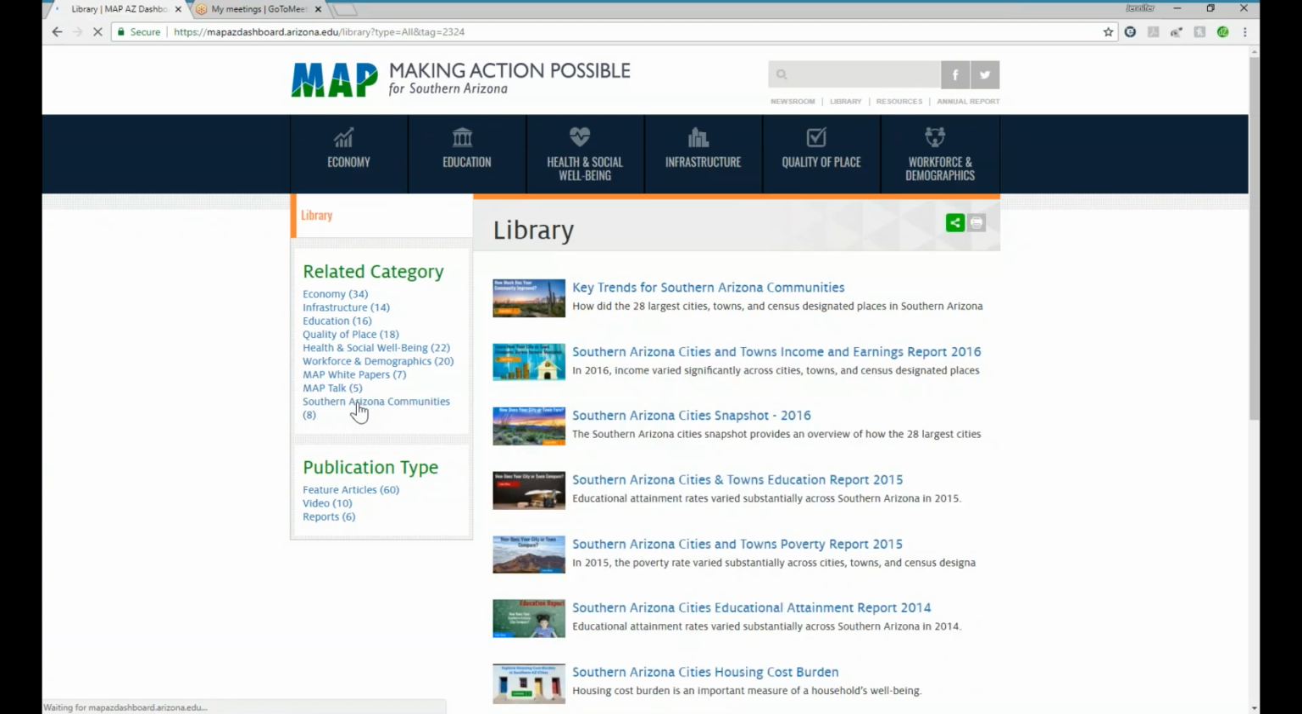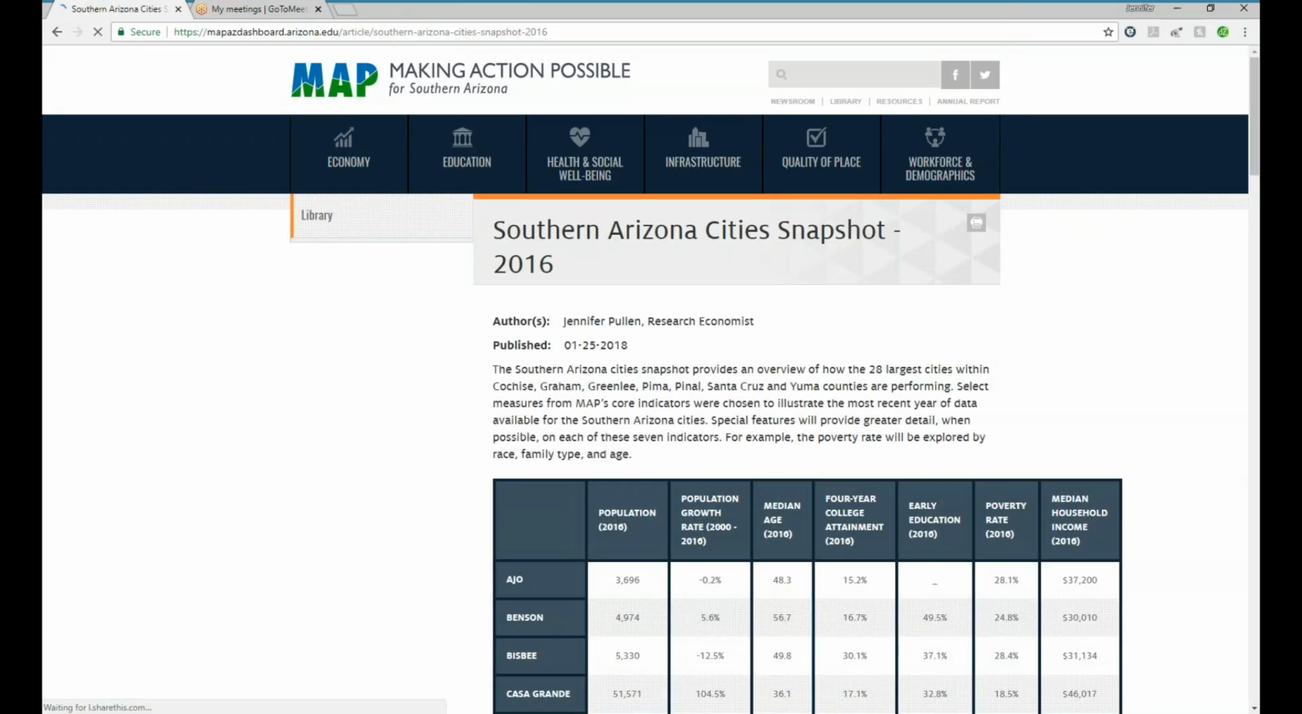We have an annual snapshot that we write each year, where we're going to start in just a moment. We take down the previous snapshot because the data really is overlapping and you can't compare it. So each year you'll find a new snapshot article. And then in addition to that snapshot article, we do several in-depth features. The 2 that we've done so far this year is one on income and earnings, and then on key trends for Southern Arizona.